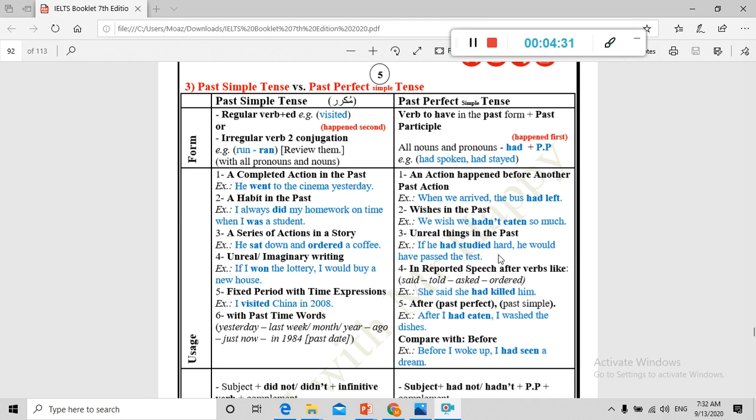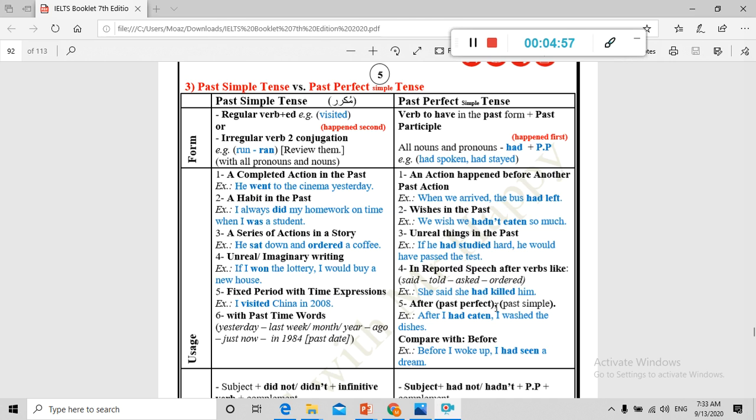In reported speech, after verbs like said, told, asked, ordered, we can say, she said she had killed him. So all of them are about the same point: two things in the past. This is the main use.